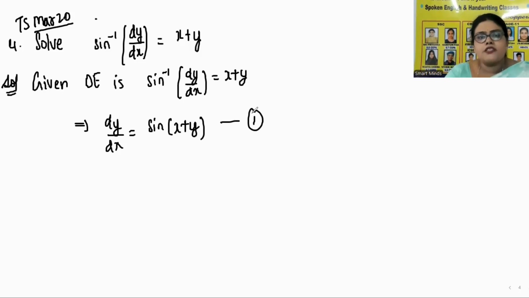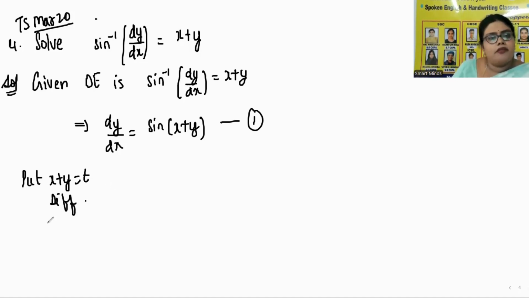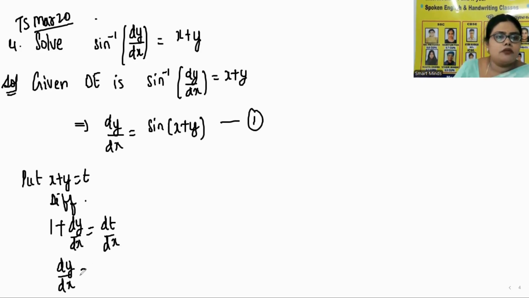When you have sine x plus y, it is very difficult to separate x and y. You cannot separate x and y terms here. So what I will do is, I will put x plus y is equal to t. Now if I am differentiating it, we will get derivative of x is 1, derivative of y is dy by dx is equal to dt by dx. So dy by dx is equal to dt by dx minus 1 we got.